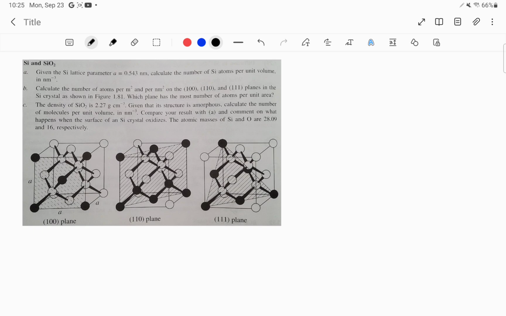We're gonna hit the ground running with a simple problem. Part A says, given the silicon lattice parameter, which is a equals 0.53 nanometers, calculate the number of silicon atoms per unit volume.